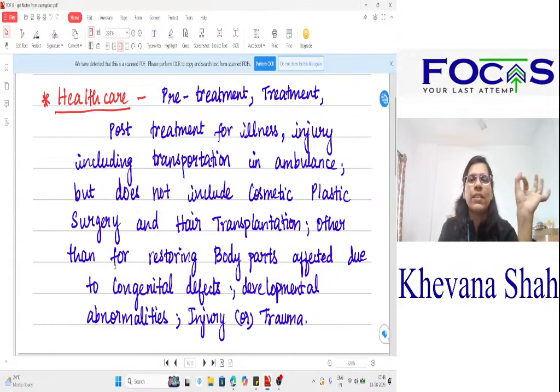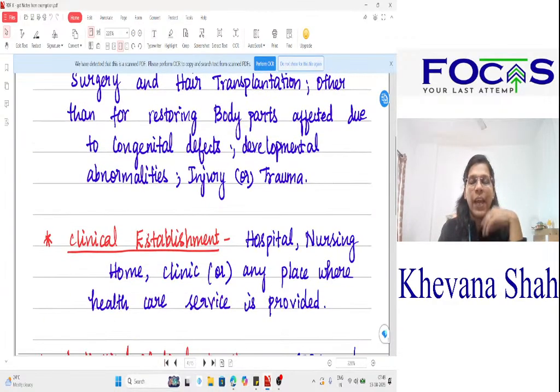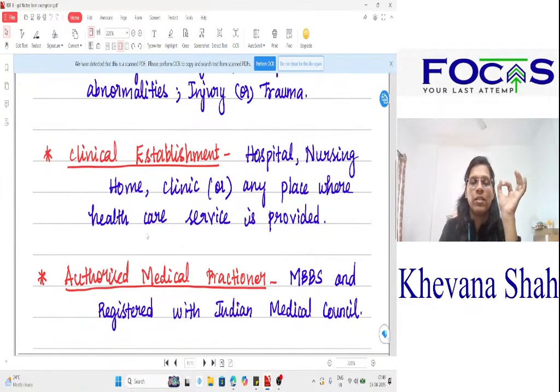So cosmetic plastic surgery other than for restoring body parts affected due to congenital defects, developmental abnormalities, injury or trauma. So if you are undergoing any cosmetic plastic surgery for any congenital defects or developmental abnormalities, injury or trauma, in that case that will be included in your healthcare and it will be an exempt service.